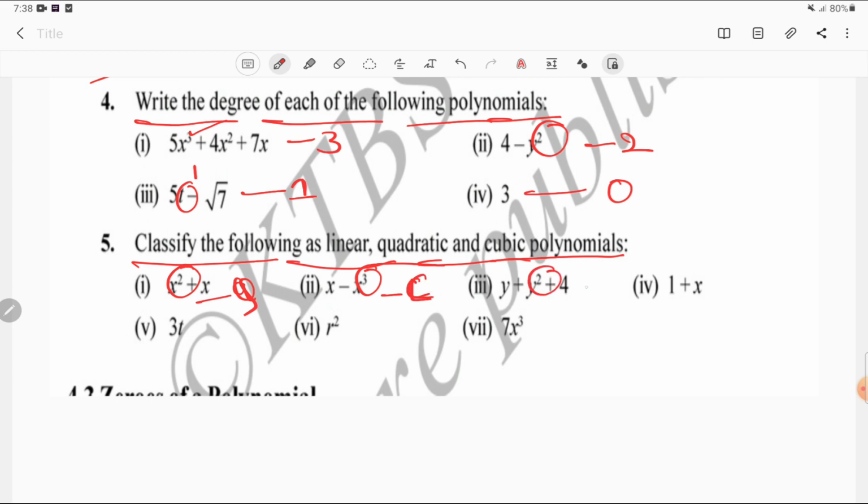Highest degree is 2, quadratic. Highest degree is 1, linear. Highest degree is 1, it is also linear. Highest degree is 2, quadratic. And highest degree is 3, it is cubic. So how do we identify the types of polynomials here? We have to check the degree. If the degree is 1, we say it is linear. If the degree is 2, quadratic. If the degree is 3, cubic.